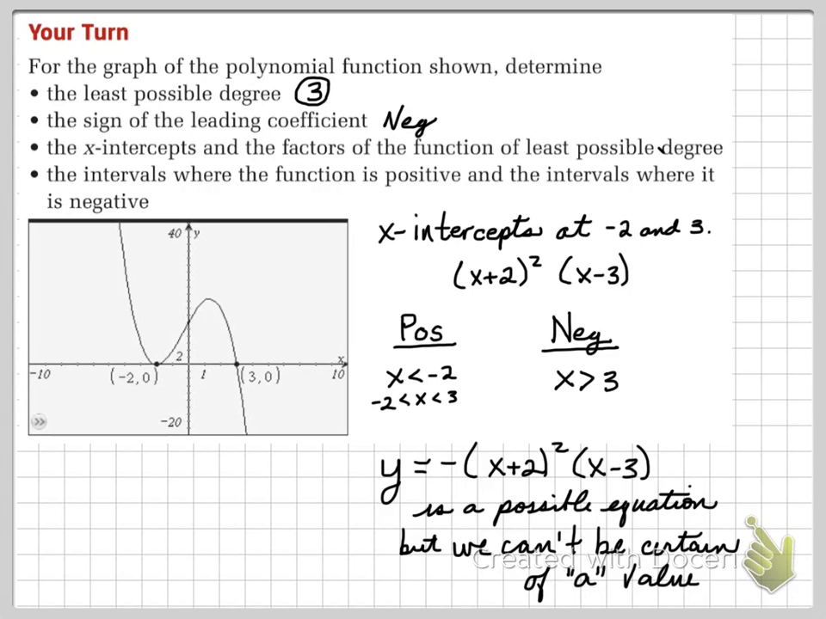There we go. In the end, we can say y is equal to negative x squared times x plus 2 squared times x minus 3. That's a possible equation, but we can't be certain because we don't know the a value. That would be the number out front.